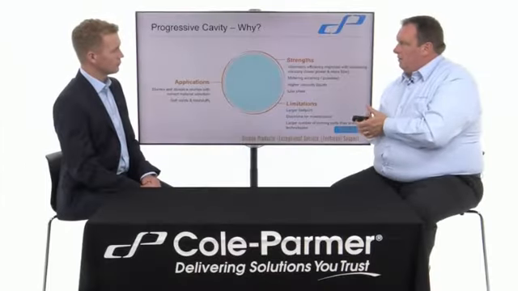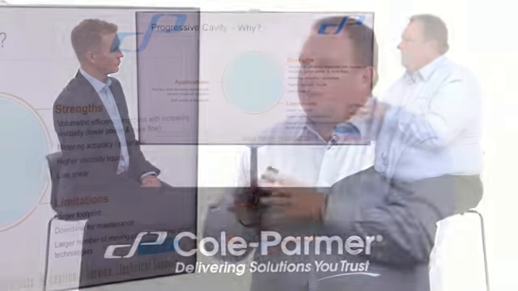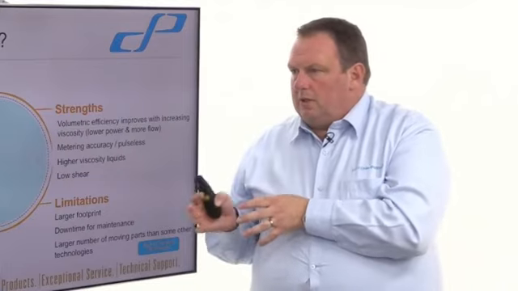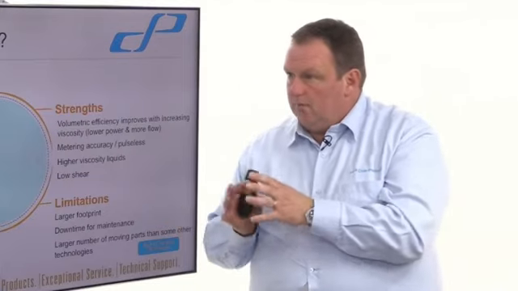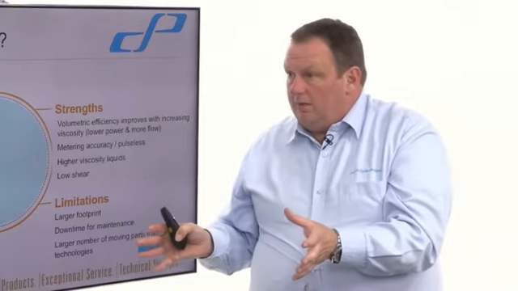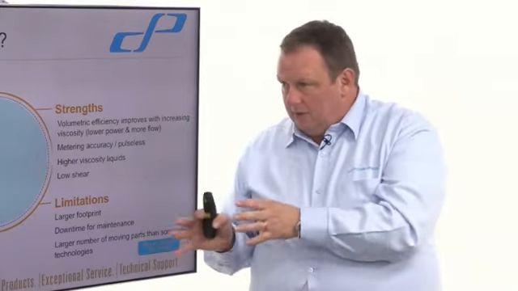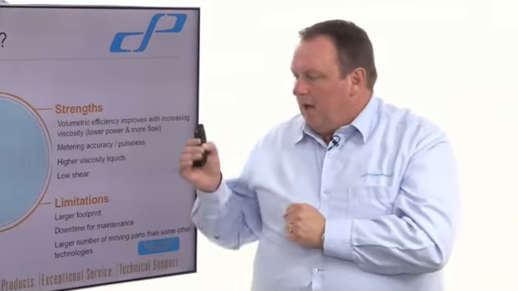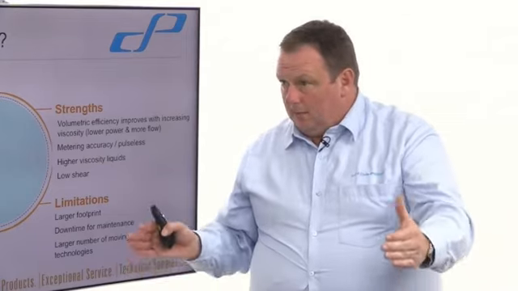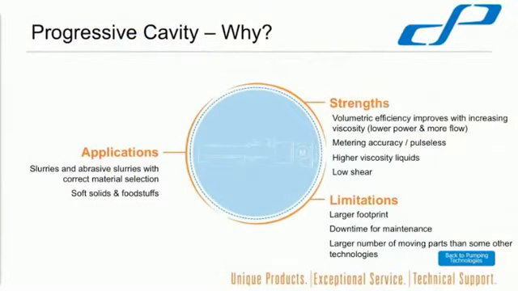Is there a downside to it? Well, it's a pump for a very specific area. So, if you don't want to pump a slurry or a sludge or a foodstuff, then you don't want to look at this sort of pump. It's like a digger in the car. Well, you've got to have a need for it to use it. They do have a larger footprint. By that we mean the area they take up on the ground compared to other pump technologies.